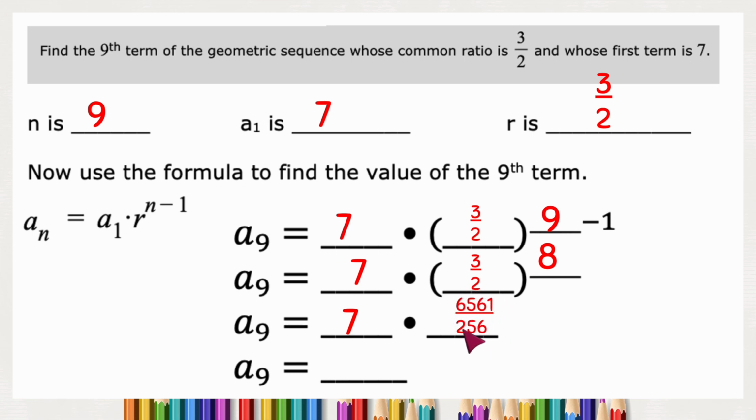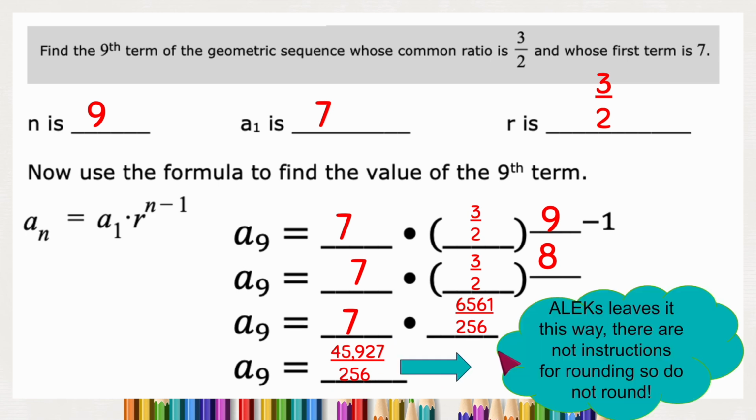So we do get some nice big numbers. We get 6,561 over 256. Now I can multiply that by 7. Remember, when you multiply fractions, you multiply across the top and across the bottom. With this one, you do want to be careful. I'm going to give you a little note over here. Alex leaves it just like this, even though it looks a little funny, that's a very large number, 45,927 over 256.